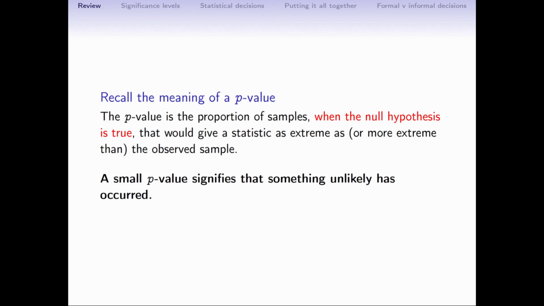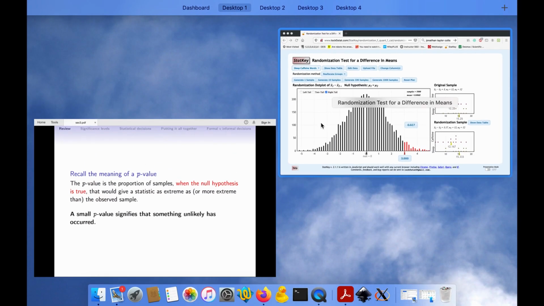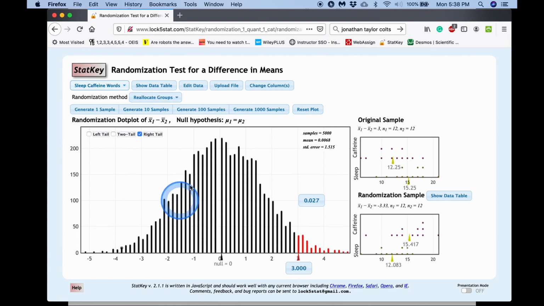So if we think back to our example that we just studied, this dot plot is giving us a sense of how the value of x bar sub s minus x bar sub c could be distributed under the null hypothesis, right? The vast bulk of these outcomes are hovering close to 0. That's where most of our outcomes are. It says most of the time x bar sub s minus x bar sub c will be very close to 0. That's where the mass of this dot plot is.